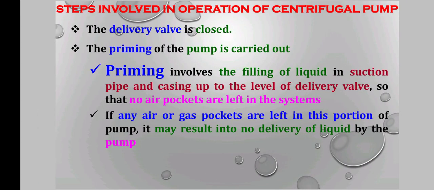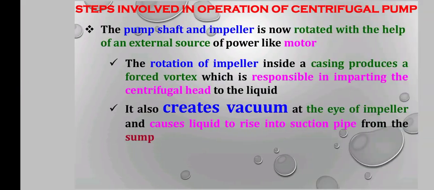And finally, the delivery valve is closed and the priming will be carried out. Priming is nothing but filling the suction pipe with liquid up to the level of the delivery valve, so that no air pockets are left in the system. If any air or gas pockets are left in this portion of the pump, it may result in no delivery of the liquid by the pump.